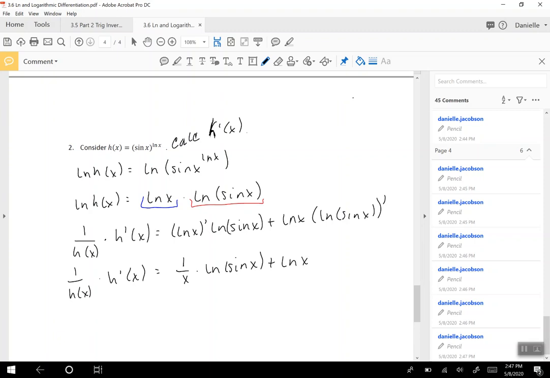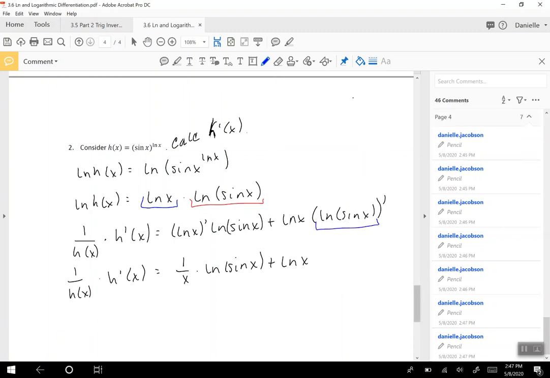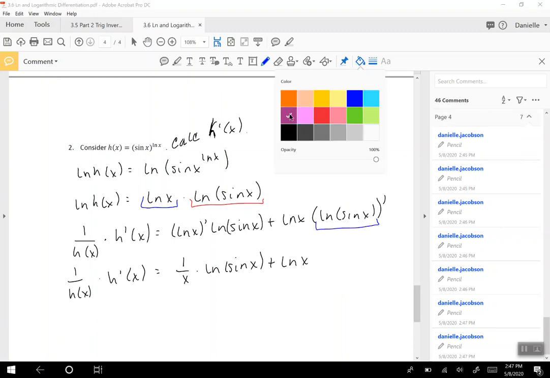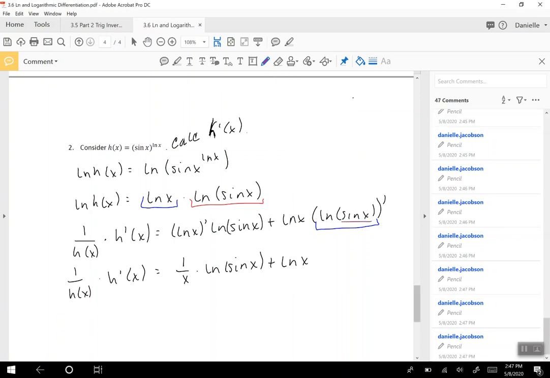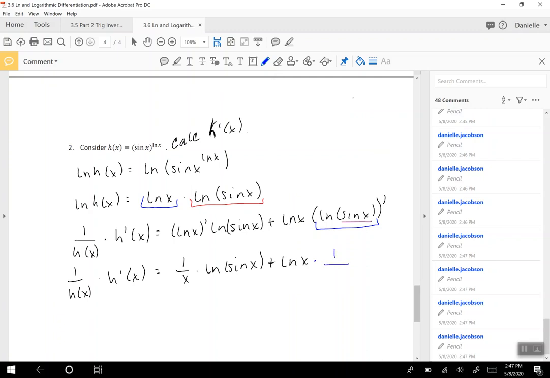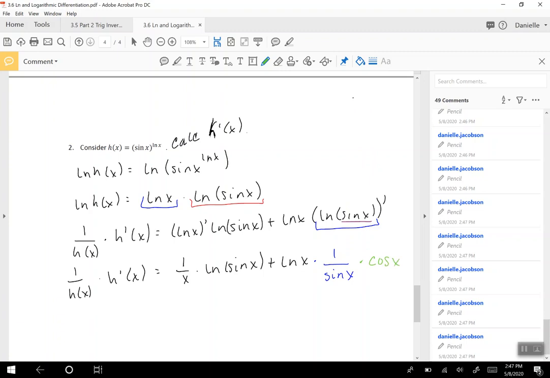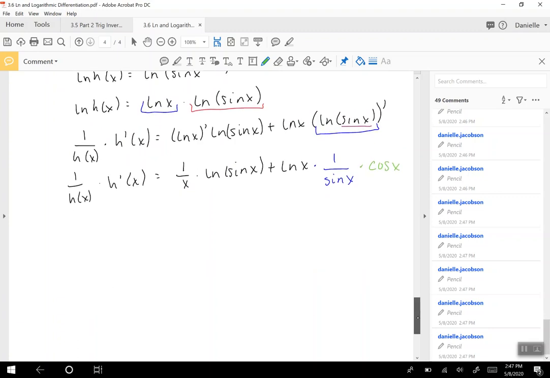Now I need the derivative of the natural log of the sine of x. I need to recognize that this requires a chain rule. My outside function is the natural log function. My inside function is sine of x. So the derivative of the outside, since I have a natural log, is 1 over, fill the inside back in, so I get sine x, and the derivative of the sine of x is the cosine of x. All right, so I've taken the derivatives completely. Now I just have some algebraic cleaning up to do.